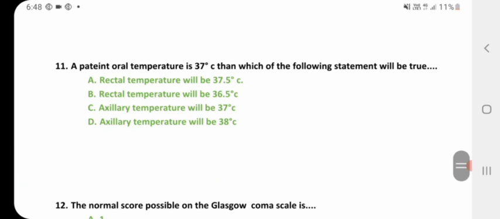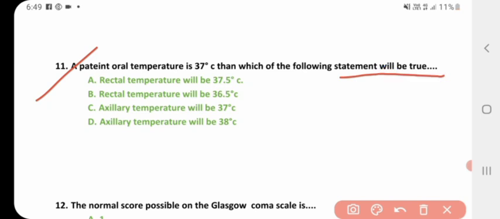11th: a patient's oral temperature is 37 degrees Celsius, then which of the following statements will be true? Rectal temperature will be 37.5 degrees Celsius. Rectal temperature will be 36.5 degrees Celsius. Axillary temperature will be 37 degrees Celsius. Axillary temperature will be 38 degrees Celsius. So it's rectal temperature will be 37.5 degrees Celsius. Option A.